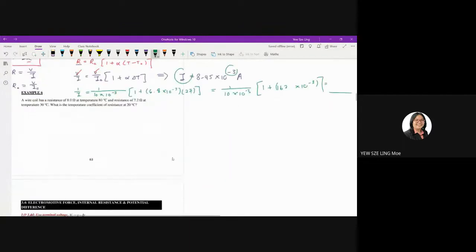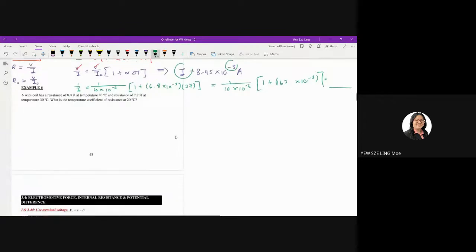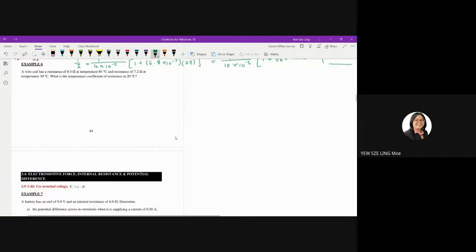Now let's look at example 6. So once again, if you look at example 6, you're given 2 situations. A wire coil has a resistance of 8 ohm at temperature 80 degrees C, and a resistance of 7.2 ohm at 30 degrees C. What is the temperature coefficient of resistance? Now it's asking for alpha.